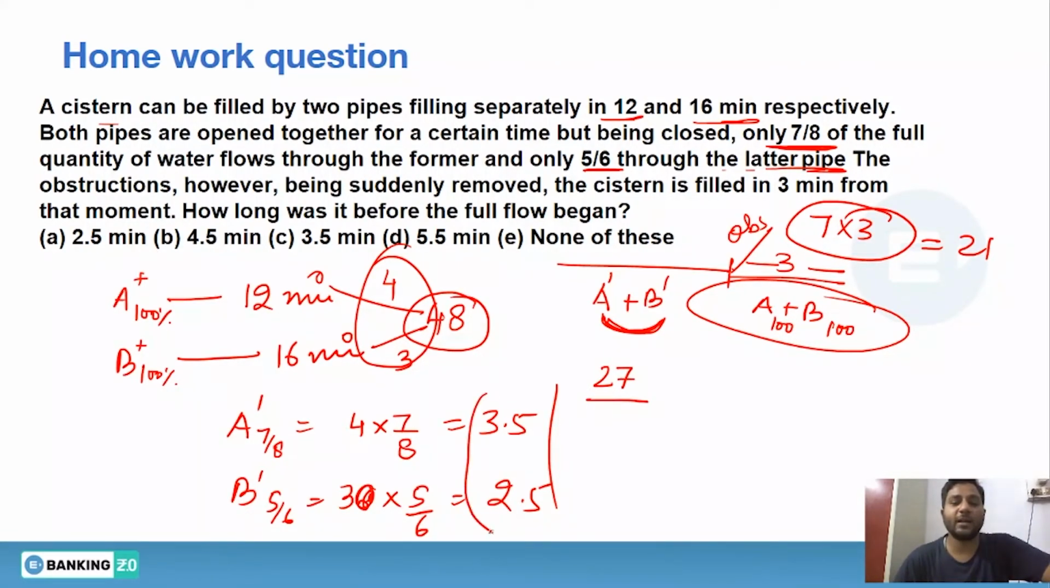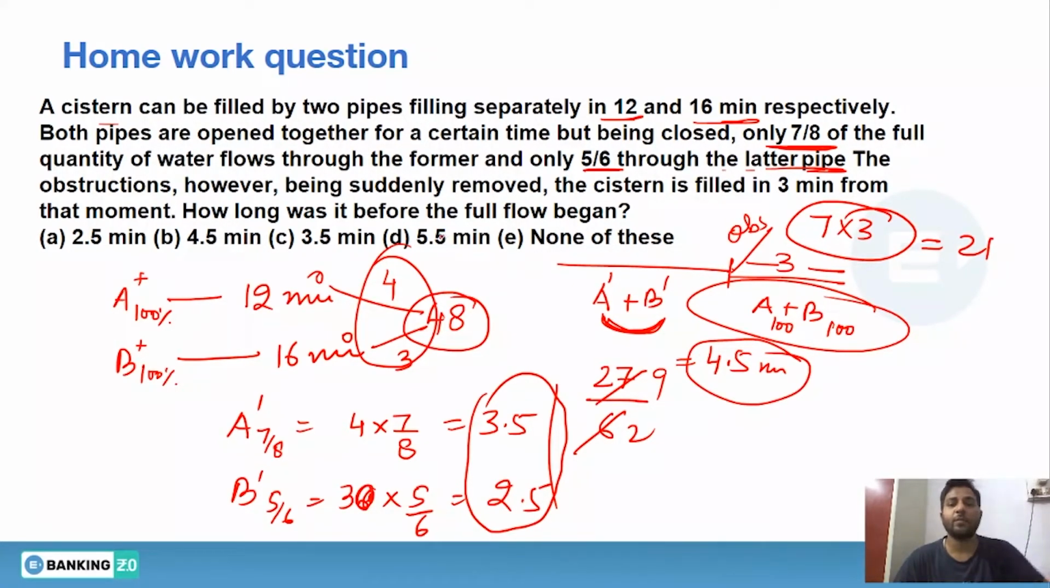And what would be the sum of their efficiencies? 6. That means they took 4.5 minutes. They took 4.5 minutes before the full flow began. So your option B is the correct one. I hope you have understood that question. Let's move on to the next question.